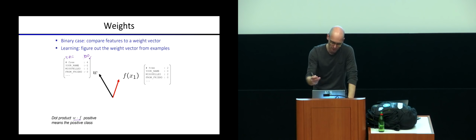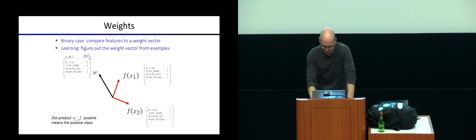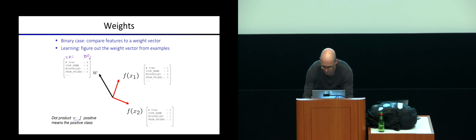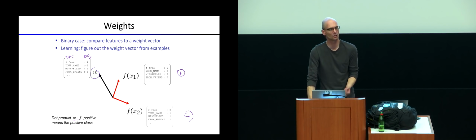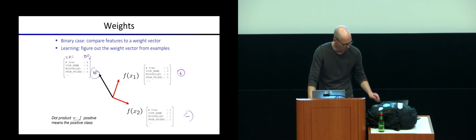So here's one vector, which is pretty spammy: a lot of "free," not your name anywhere. Things are misspelled frequently. It's not from a friend. And so it's pretty well aligned with this W. But then here's another one that looks like maybe a more benign email. And the feature vector points in the other direction, negative inner product. And this one will be the negative class, and this one will end up being in the positive class according to this vector W. If you change W, your decision process will change.